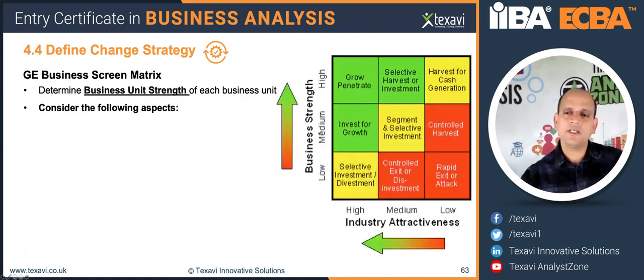So this is pretty much how it looks. We've got the business unit strength of each of the business units. That's considered on one aspect, and that's the y-axis. And then what we plot on the x-axis is basically what we call the industry attractiveness. How attractive is this industry?